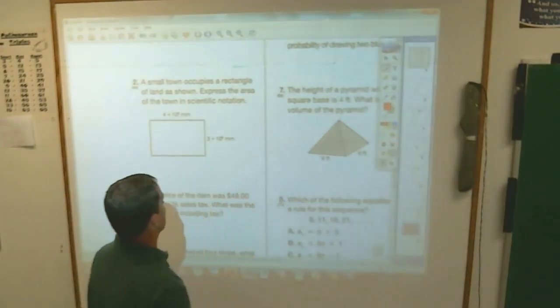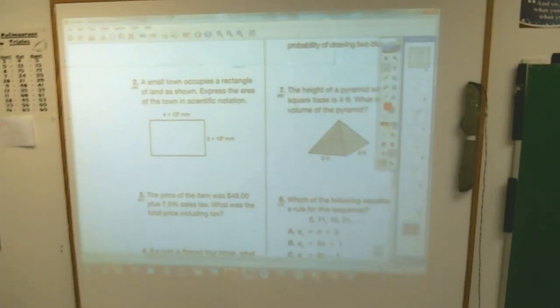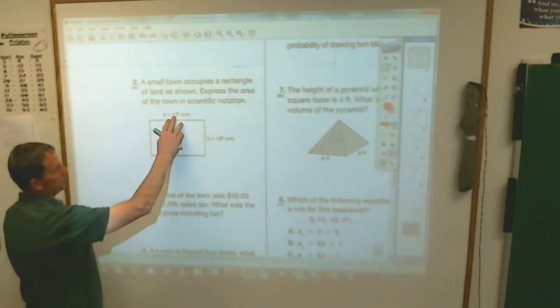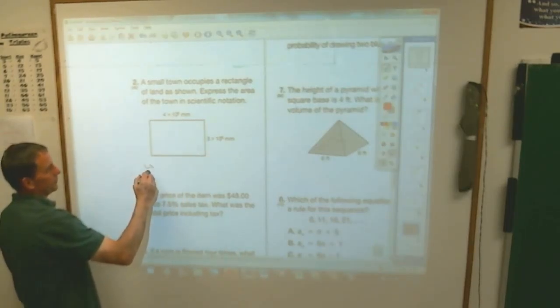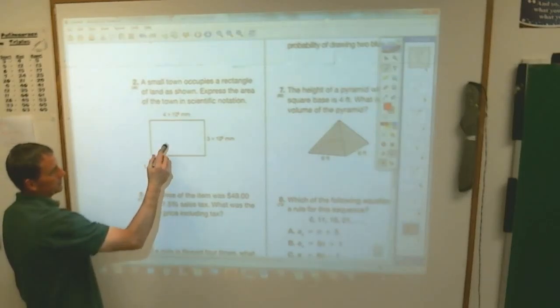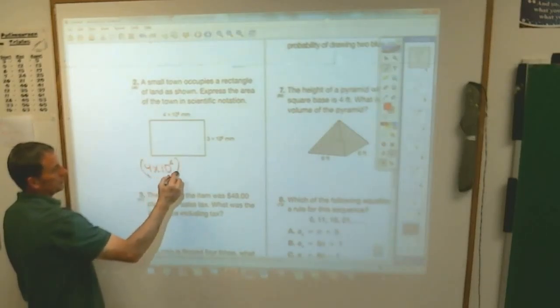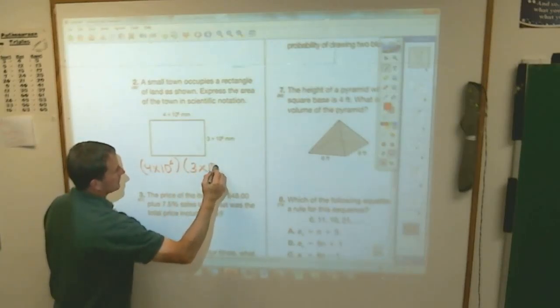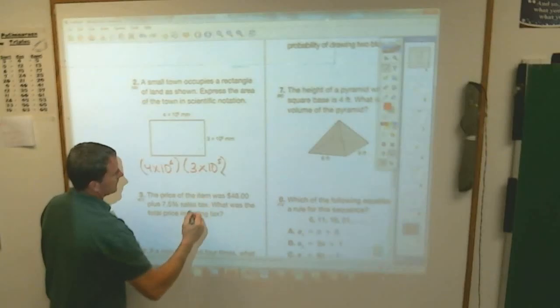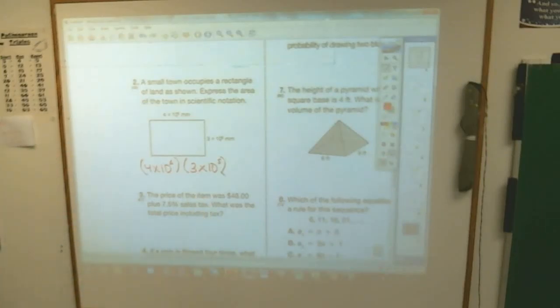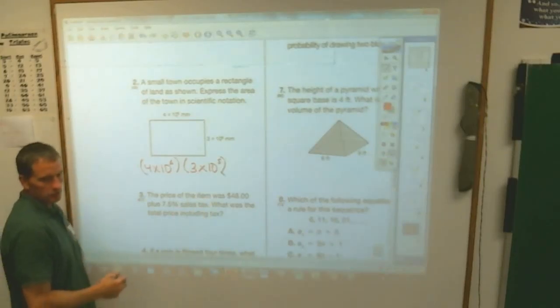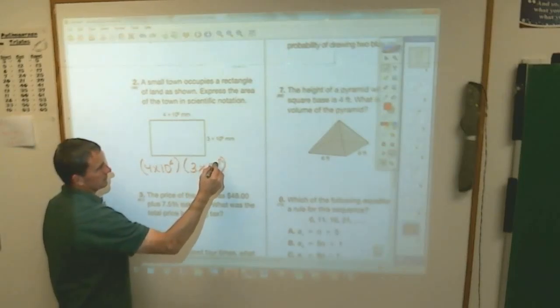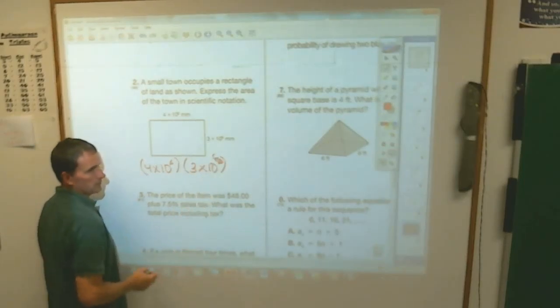A small town occupies a rectangle of land as shown. Express the area of the town in scientific notation. Well, how do you get the area of this? You just need to multiply the 4 times 10 to the 6th, yes? Is that what that is? And you're multiplying it by 3 times 10 to the what? 6th? 5th? That's a 5? I can't tell. Is it a 6? Is yours unclear too? Is that what the problem was? It looks like a 5.